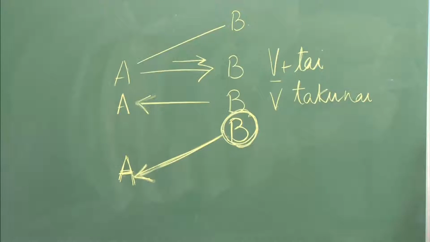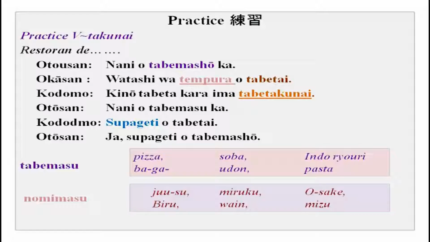So, well, we will do takunai over here. There is a small conversation between otou-san, okaa-san and kodomo, and let us see what they are saying. Nani o tabemashou ka? Watashi wa tempura o tabetai. Kino tabeta kara ima tabetaku nai. Nani o tabemasu ka? Spaghetti o tabetai. Ja, spaghetti o tabemashou. I am sure this is understood.